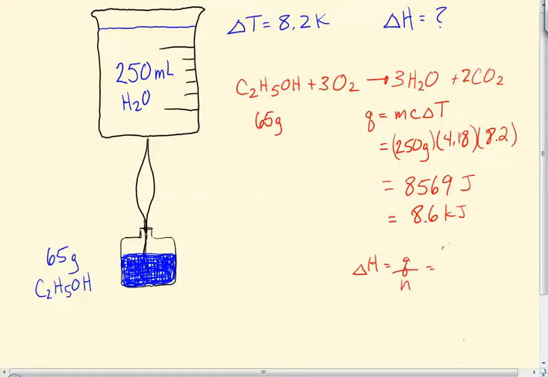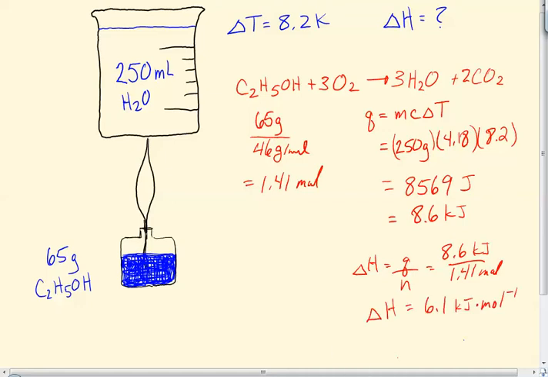So it's 8.6 kilojoules divided by whatever n is, which we haven't figured out yet, but here we go, just figuring out the moles of pure ethanol there. And it is 1.41 moles if you divide by the molecular mass. And so we just have to divide those two numbers in, 8.6 divided by 1.41. And if you got 6.1 kilojoules per mole, you are wrong.